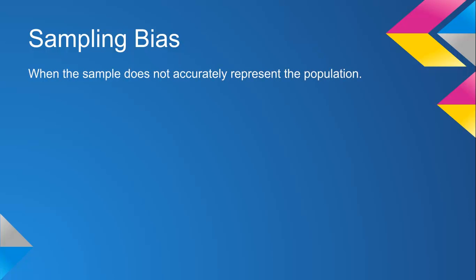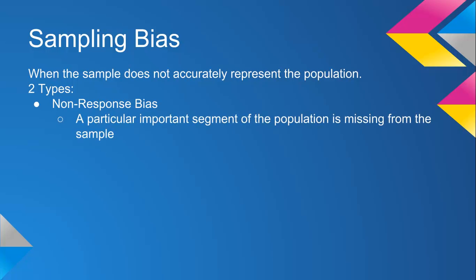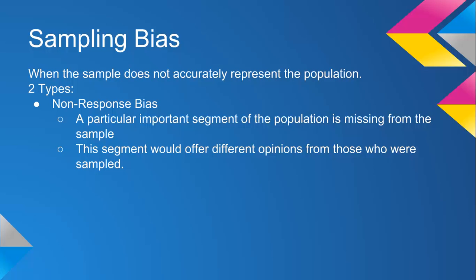So sampling bias in general is when the sample simply does not accurately represent the population. That's what sampling bias is. There are two types: the first one is a specific type, and the other one is just general sampling bias. Non-response bias is when an important segment of the population is missing from the sample. So you are missing a segment that would have a strong voice that you want to hear. This segment will offer different opinions from those who were sampled.